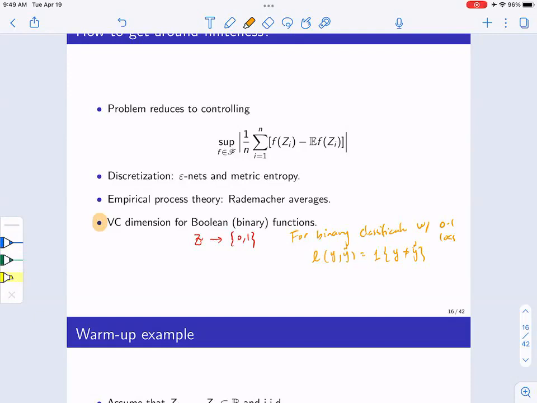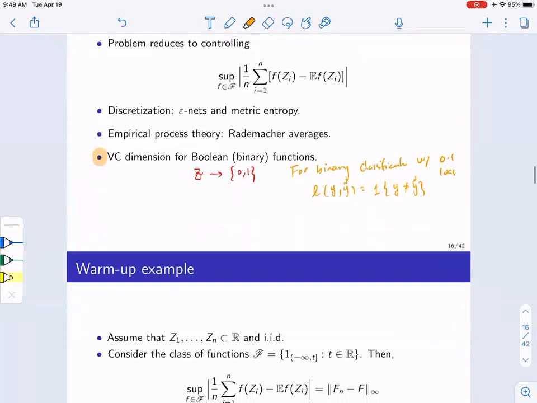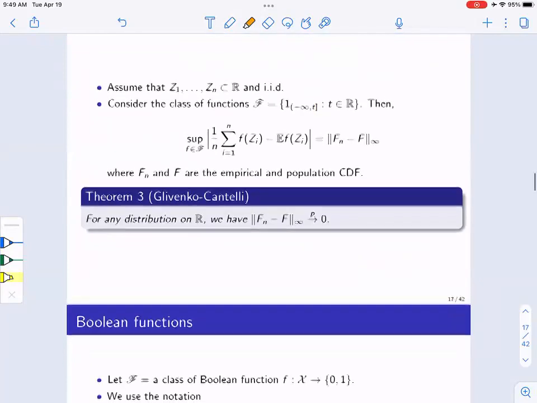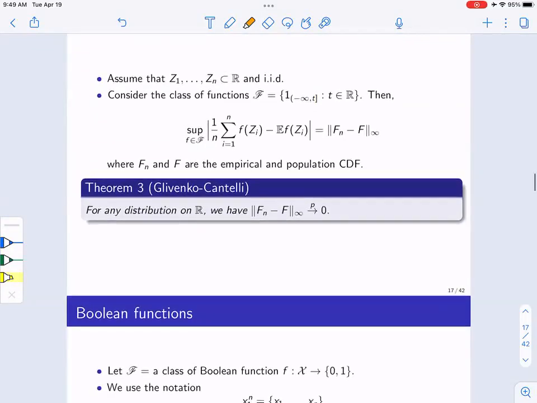So do you guys have, did any of you have any exposure to VC dimension? Okay, a little bit. Online people, do you know about VC dimension? Anyone recalls what a VC dimension is? Yeah, so I'm gonna talk about that definitely. So, okay. Before doing that, I'm gonna do an example because that would be helpful to understand where these ideas come from.